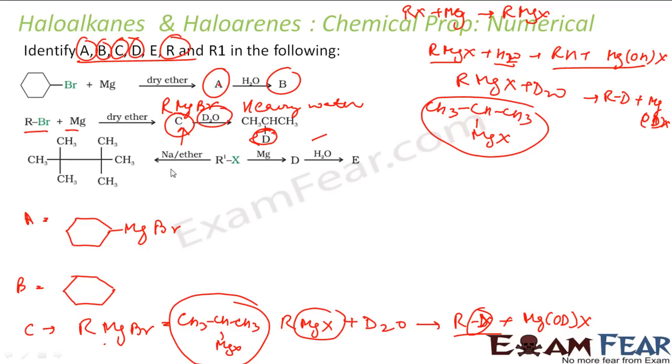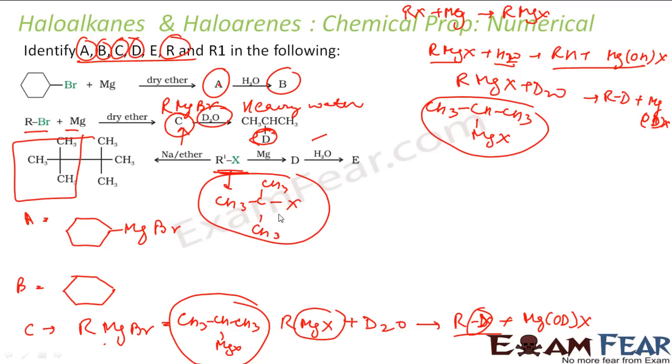Correct. Now I will see this. So I had some compound R1X. When I added Na in ether, this is my Wurtz reaction. I got this. When I added Mg, I got this, and when I added water, I got this. So if you see, this is the Wurtz reaction of R1X, that means my R1 is something like half of this. So my R1 is this compound. This is my compound R1X. So R1 is this without X, this alkyl. So I got R1 also.